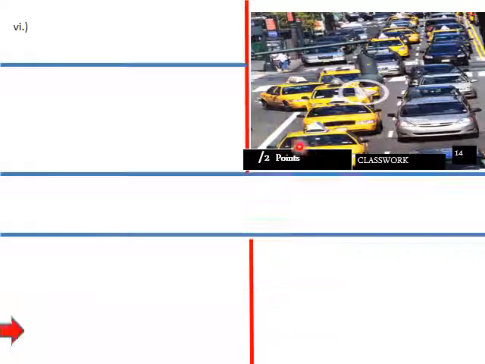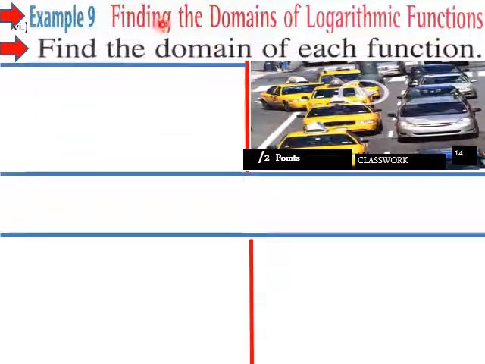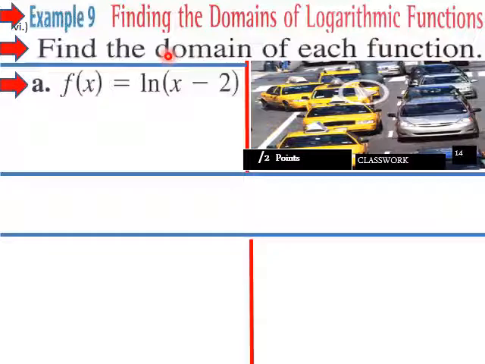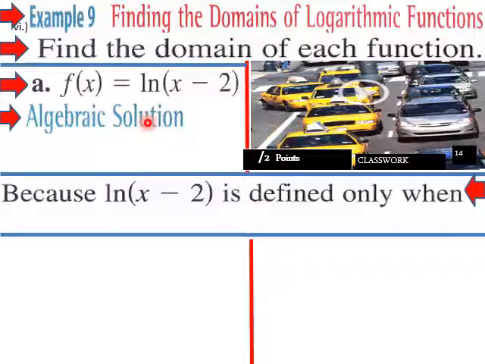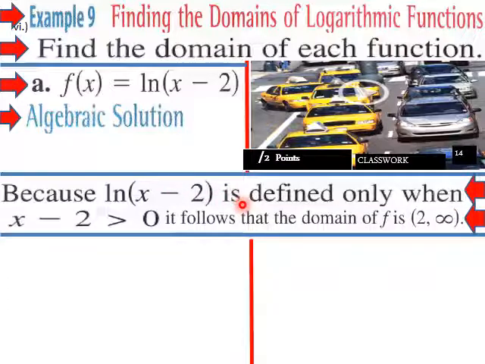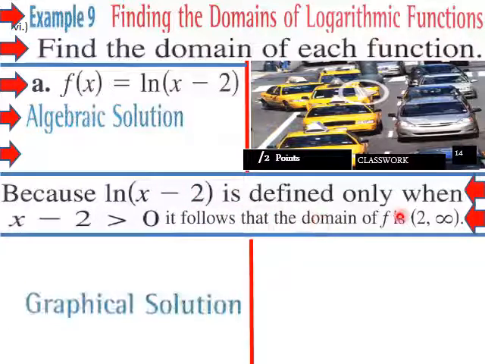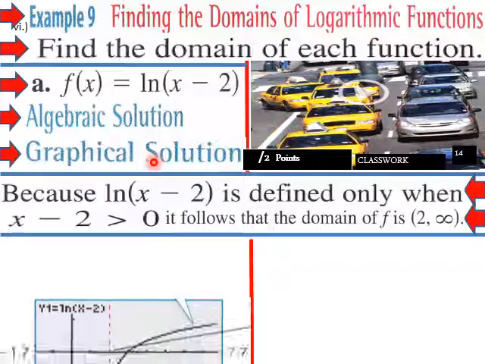Okay, into our next example. Example 9, finding domains of logarithmic functions. Find the domain of each function. So f of x equals natural log of the quantity x minus 2. Algebraic solution. Natural log of x minus 2 is defined only when x minus 2 is greater than 0. This has got to be greater than 0 here. It follows that the domain of f is 2 to infinity.